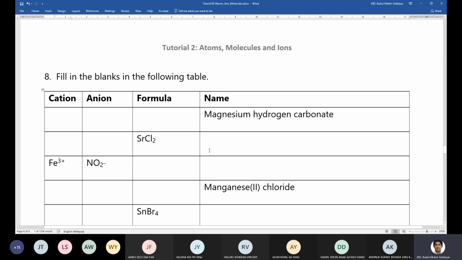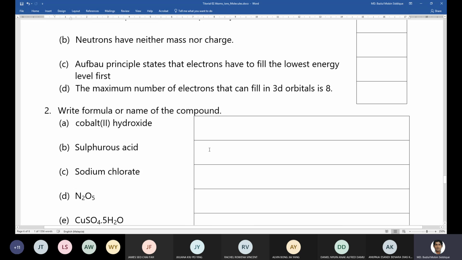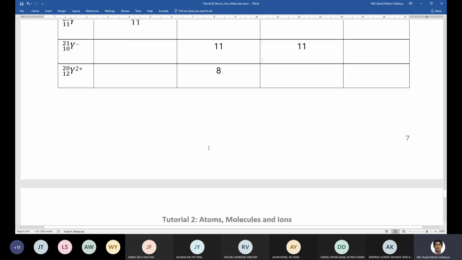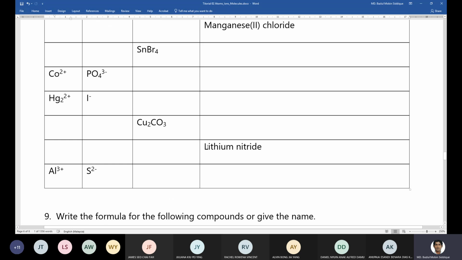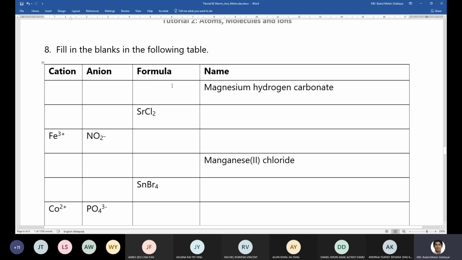So how many more do we have? Okay, we are almost done. I will not go to the previous first-year question, so we can do this one. Anion cation formula: the name is magnesium hydrogen carbonate.